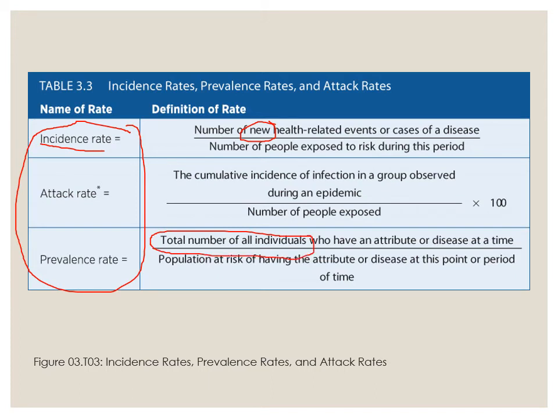And often you'll see prevalence rates used for chronic disease, like 30% of the population has diabetes. So look at the total number of all individuals, people newly diagnosed with diabetes, and those people diagnosed in the past from diabetes. And then it divides it by the total population in that community at risk of having that attribute at the time, and that becomes the prevalence rate. And the incidence rate, again, focusing on new.